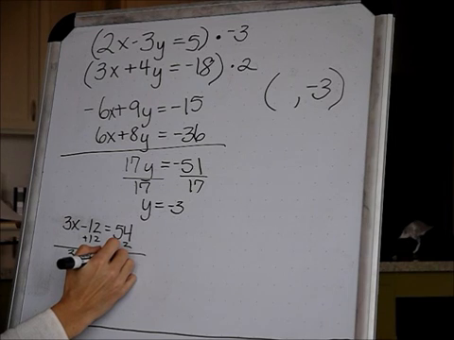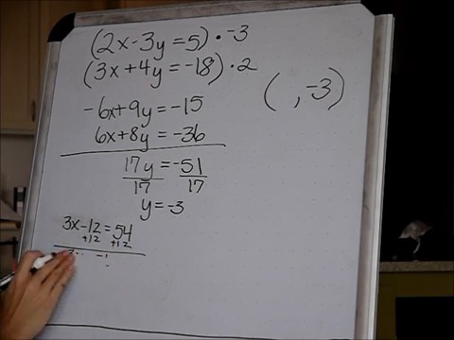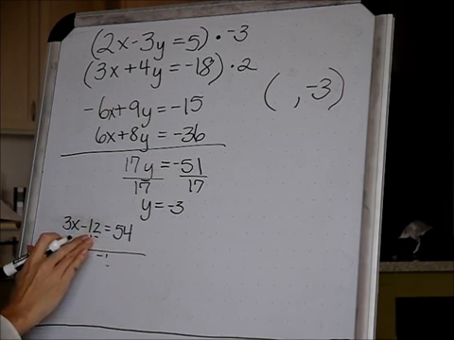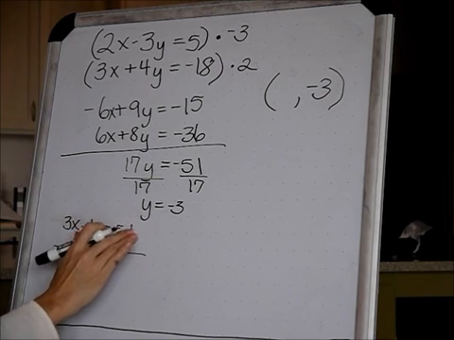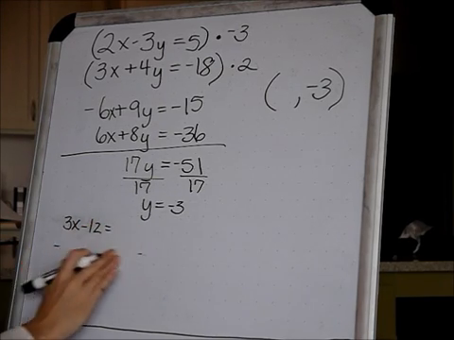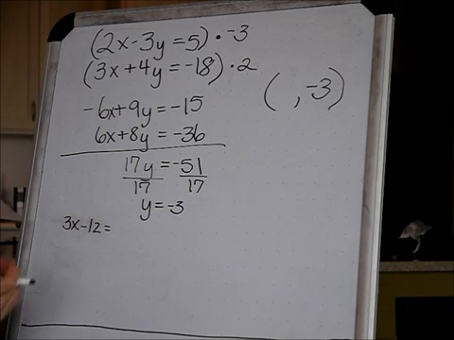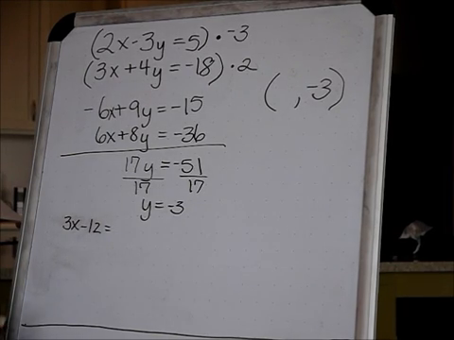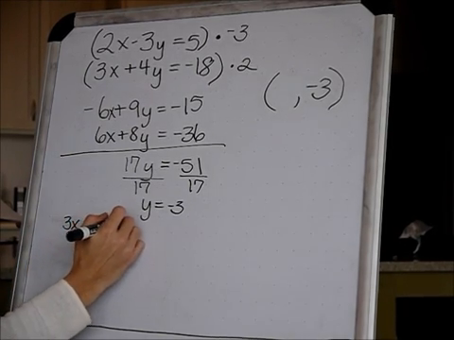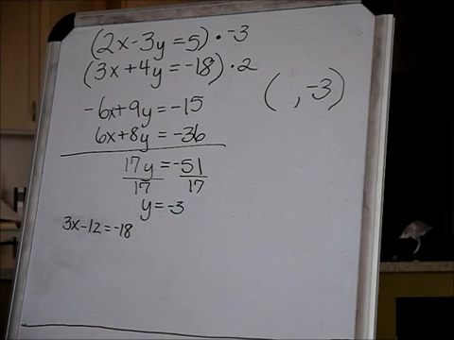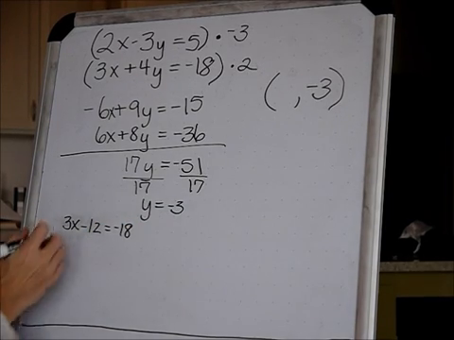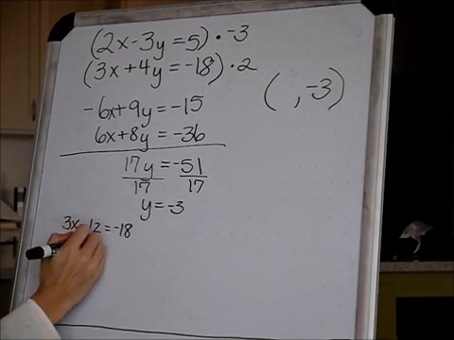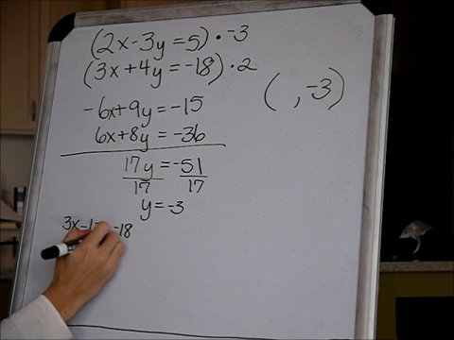Wait, how did you all get 54? Let's make it back to what it was supposed to be, -18. I multiplied 18 by 3 for some reason. Okay, so 3x equals, so we add 12.